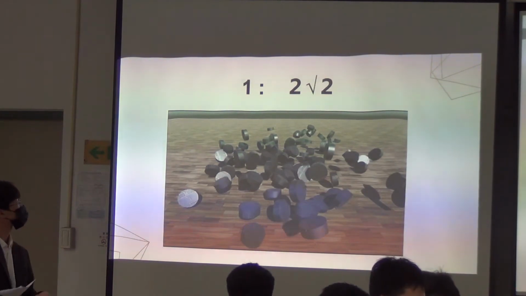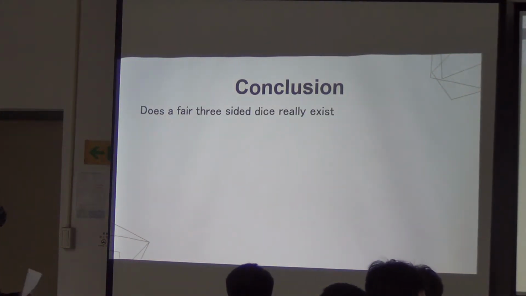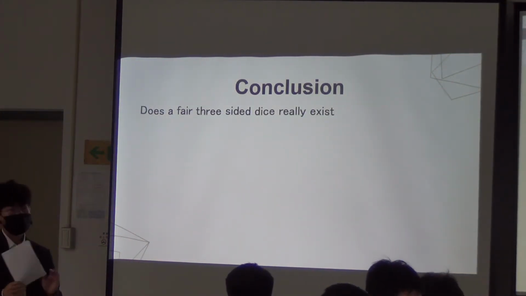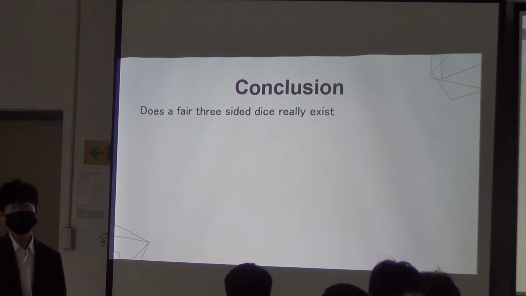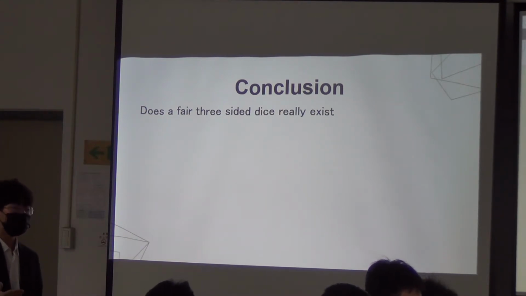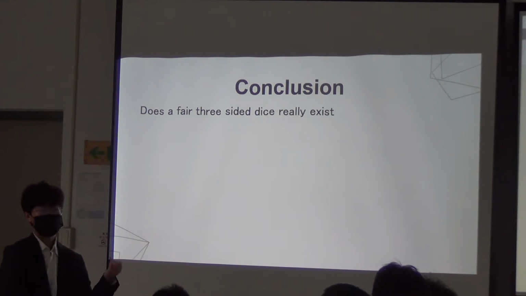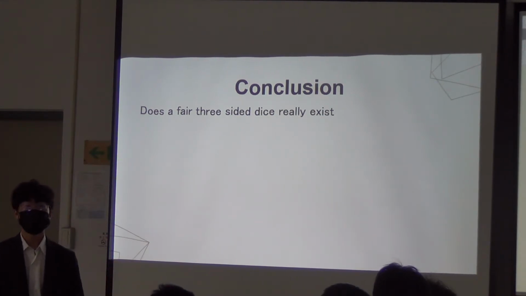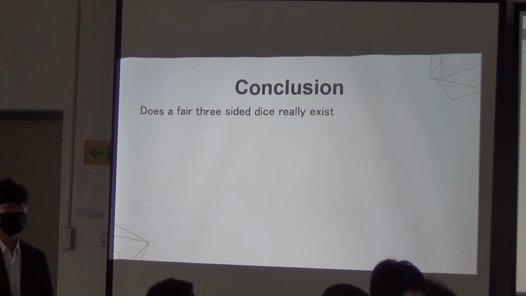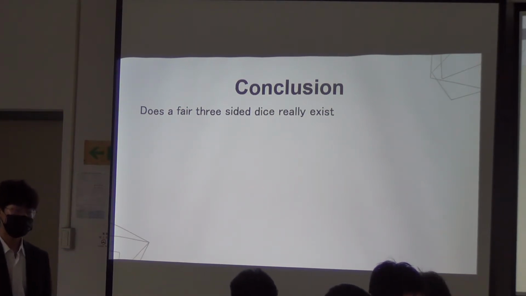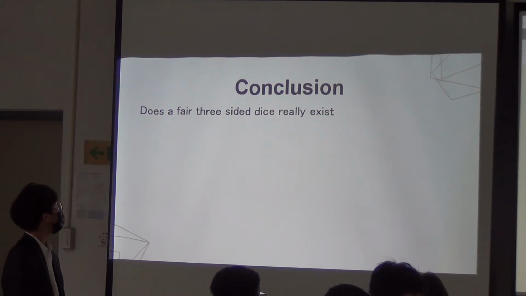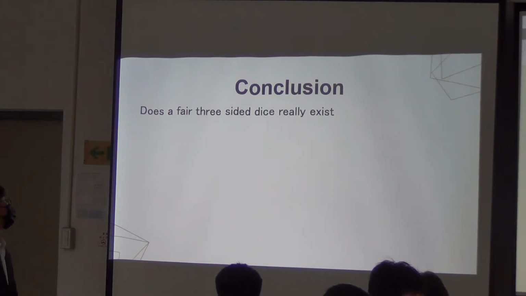Okay, now for our conclusions. After I got both of these proportions of the dice, let's just say it's not a fair three-sided dice, since one lands on the edge too few times and the other lands on the edge too many times, right? So that means they are definitely not what a fair three-sided dice will look like, right? So I started to think, does a fair three-sided dice really exist?